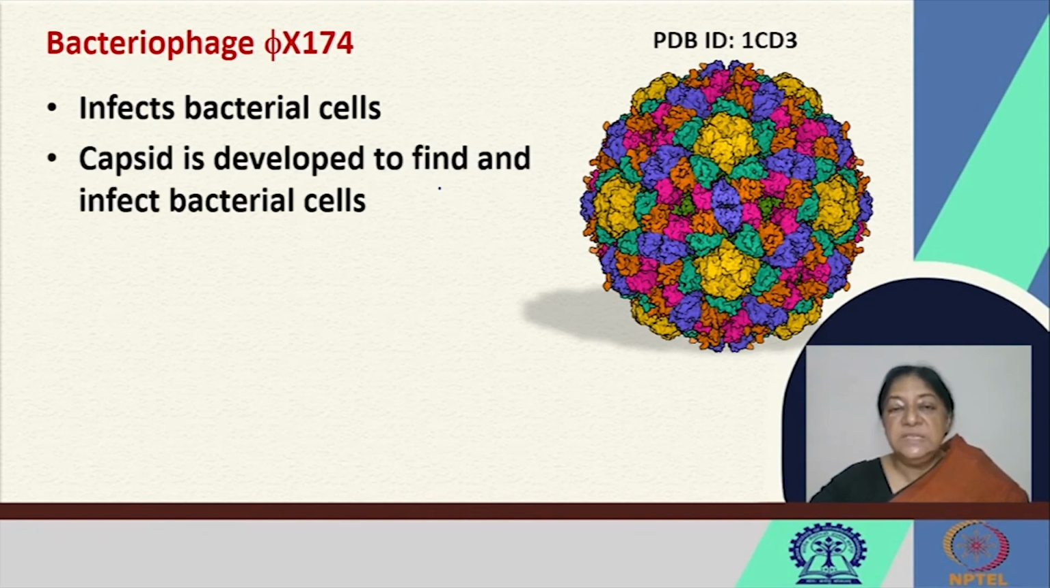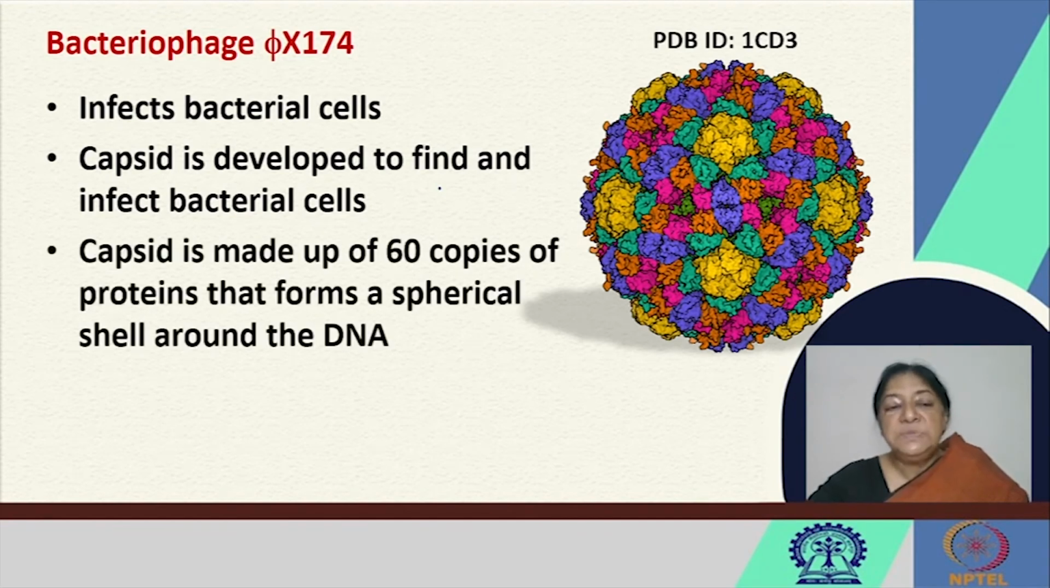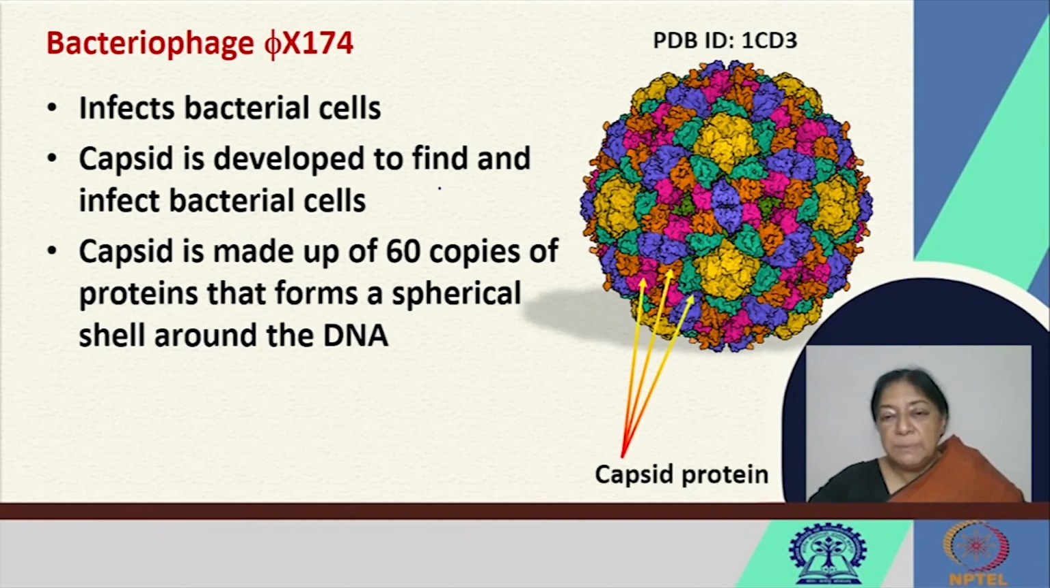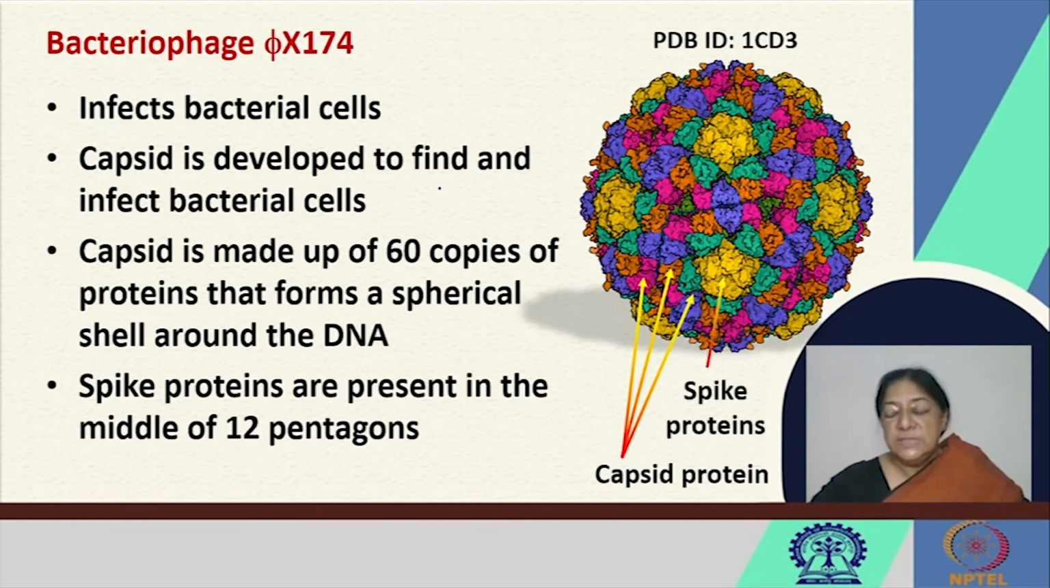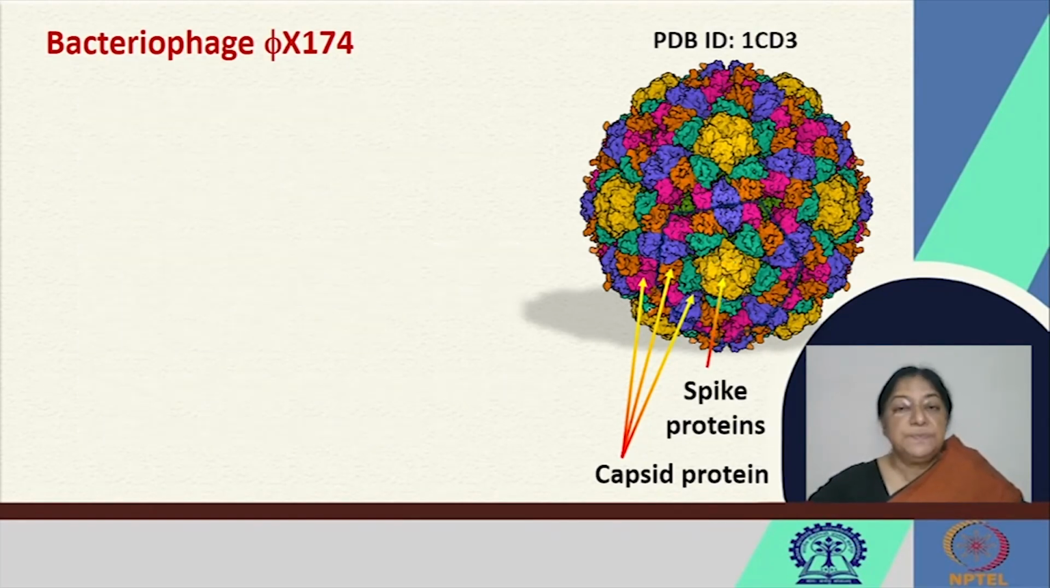This capsid is developed to find and infect bacterial cells only. The capsid is made up of 60 copies of proteins that form a spherical shell around the genome, in this case the DNA. So these are the capsid proteins that encompass the DNA present in the cell. The spike proteins are present in the middle of the 12 pentagons that are present in this capsid. These are the spike proteins marked here, and these are the specific capsid proteins.